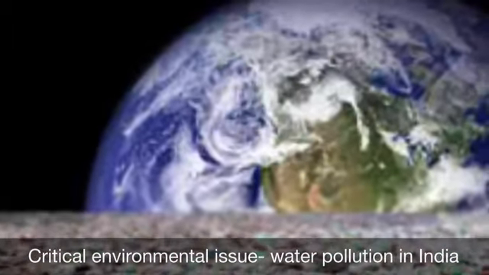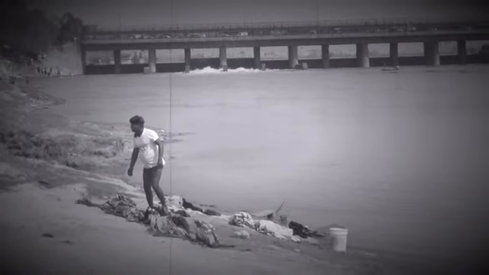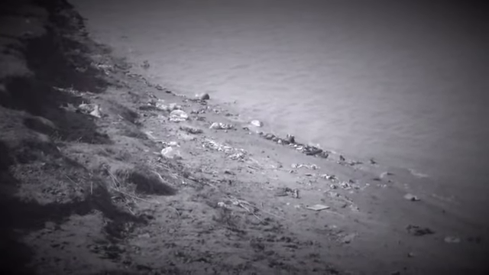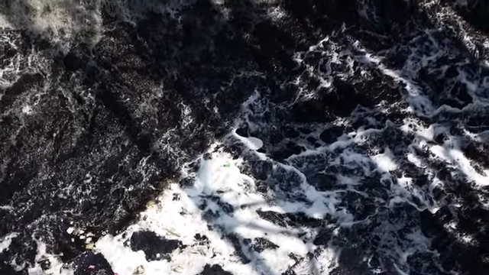Water pollution is a major environmental issue that India is facing. The largest source of water pollution in India is untreated sewage. Other sources of water pollution include agriculture runoff and unregulated small-scale industry. Most rivers, lakes, and surface water in India are polluted, as you can see in these pictures.